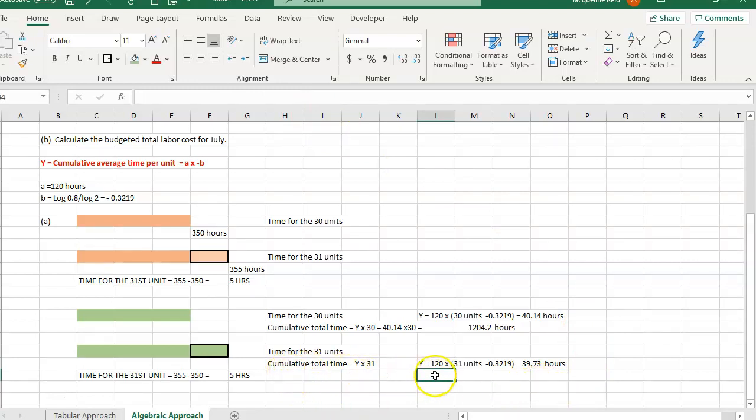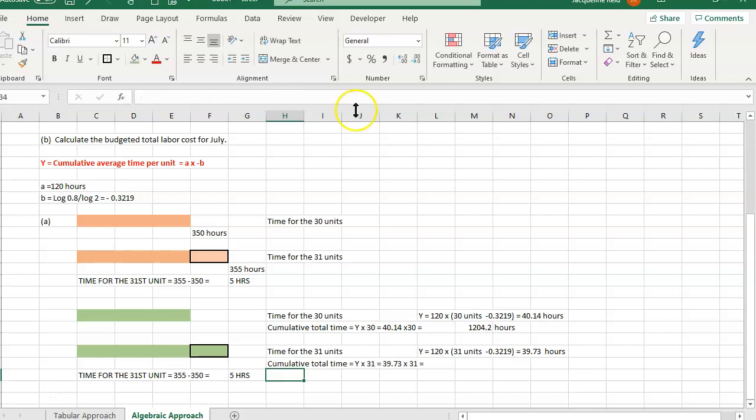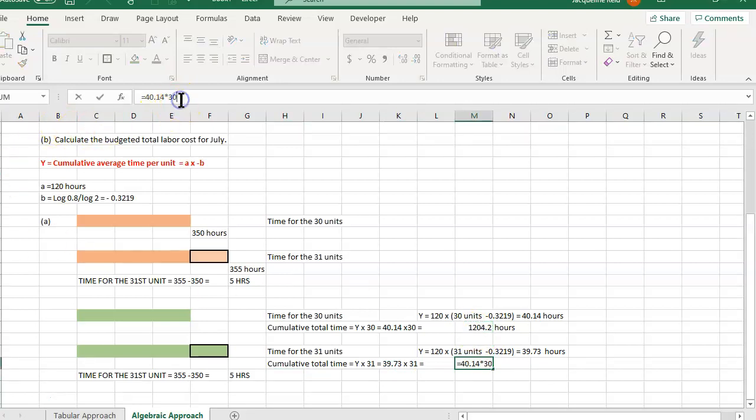If I want to find out the total time for all 31 units, then I have to multiply that 39.73 by 31. Let us see again how much that comes to. So I'm going to copy the formula down and change this to 31 and change this to 39.73.